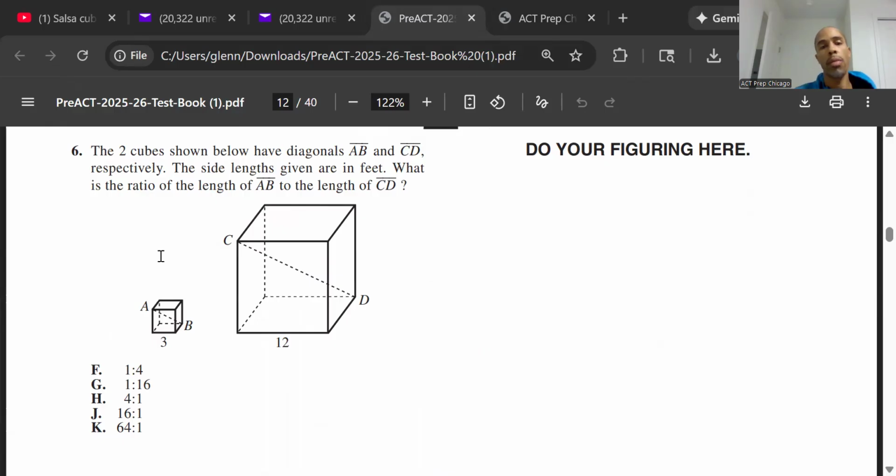Well, if you know anything about similar figures, you know that if the figures are similar, which we can say the cubes are, how do we know that? Because they're both cubes. Since they're both cubes, the figures are similar. So the ratio of the side lengths, which is 3 to 12, will also be the ratio of the lengths of the diagonals, because they're both lengths of proportional figures. So it's going to be the same. 3 to 12, we can write as the fraction 3 over 12, which reduces to 1/4, which is F.